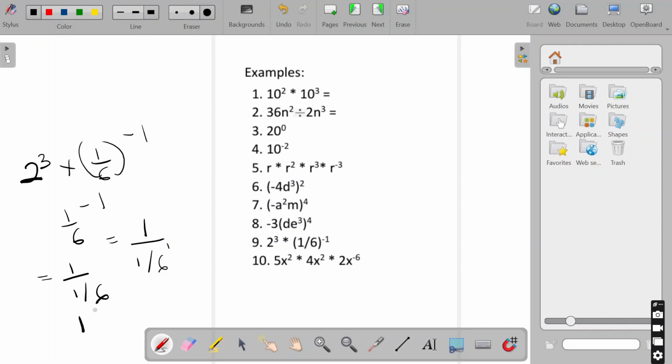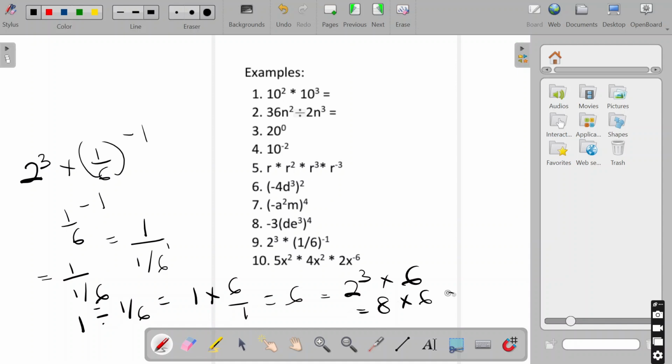And what is 1 over 1 over 6? That's 1 divided by 1 over 6, and that will be 1 times 6 over 1, which gives you 6. So we are not done yet. Don't forget the question is 2 raised to power 3 times 6. That gives you 8 times 6, which is 48. So 48 is the answer.